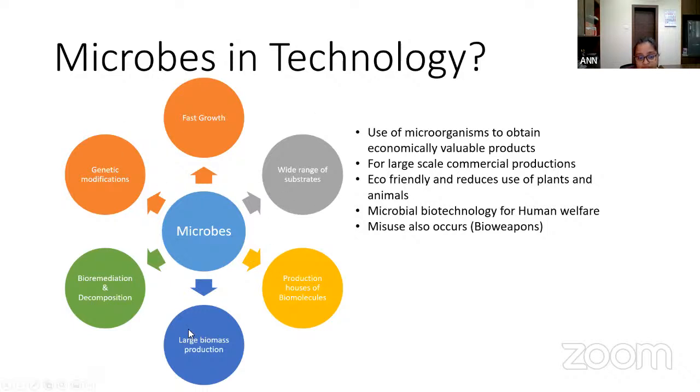And how do we use them? And why do we use them? First, we use them because they grow fast, they can produce economically valuable compounds, large commercial production can be done, they are eco-friendly, and they reduce the use of plants and animals. You can use them for human welfare. Misuse is also there, which leads to bio.